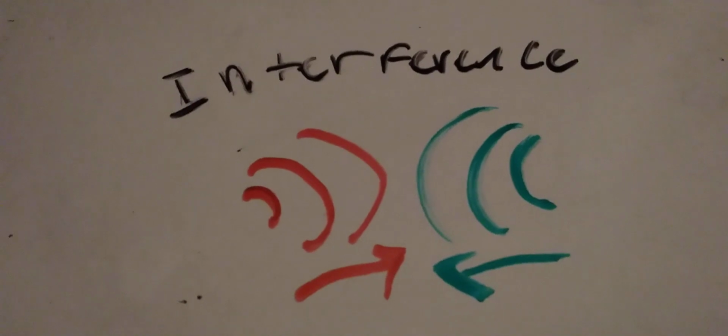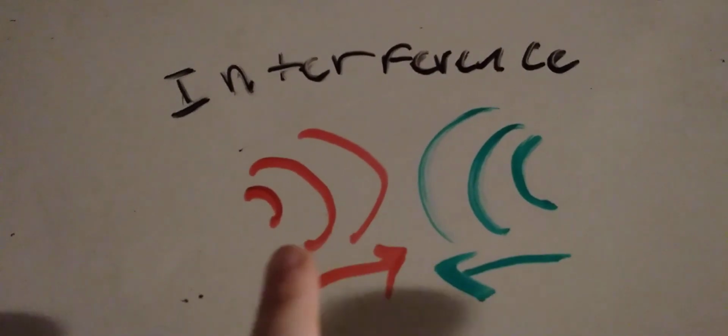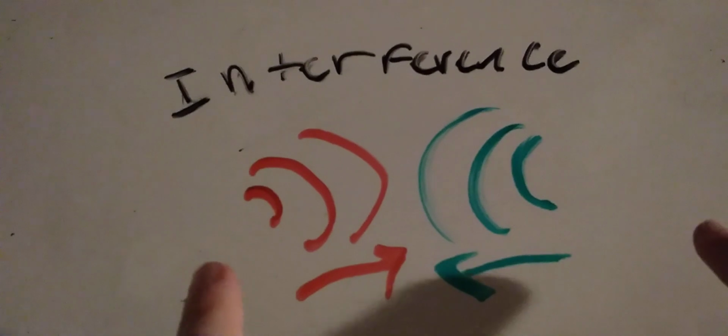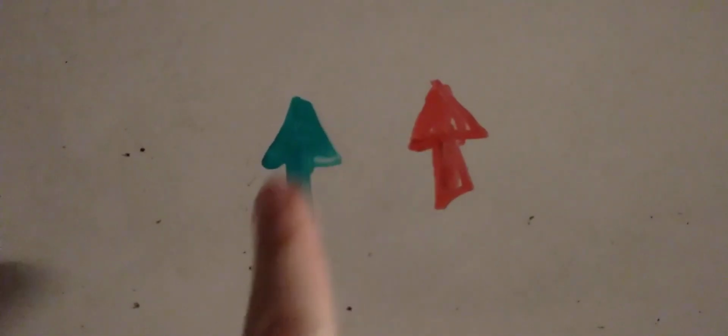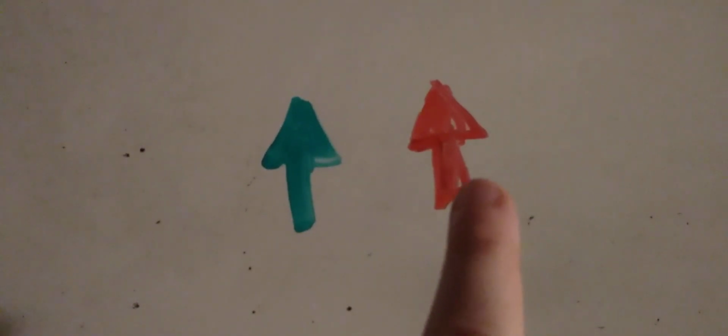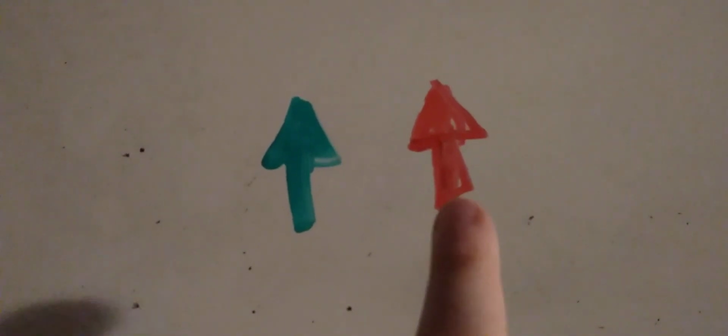The last behavior I'm going to talk about today is wave interference. This is when two waves meet each other, usually in the same medium. In wave interference, there are two kinds: constructive and destructive.